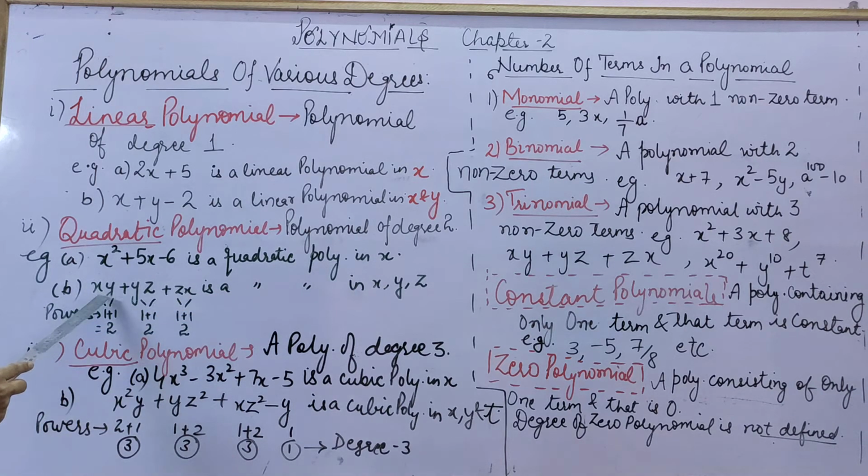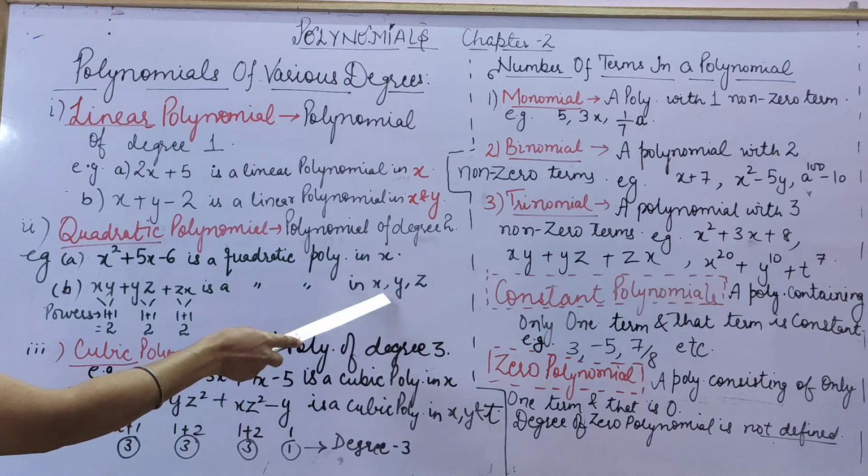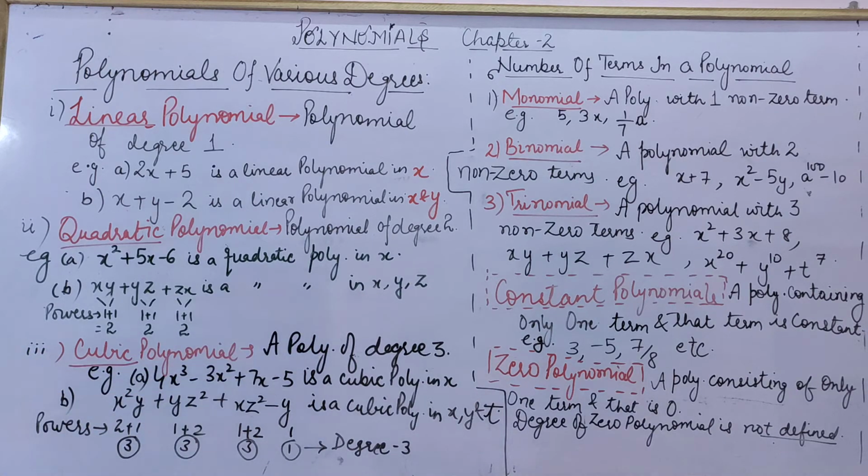Look at this now: x into y plus y into z plus z into x. Look at the powers of these. The power of x is 1, the power of y is 1, 1 plus 1, 2. The power of y is 1, the power of z is 1, 1 plus 1, 2. The power of z is 1, the power of x is 1, 1 plus 1 is 2. As you see, all have the same power 2. It means its degree is also 2. Hence, it is a quadratic polynomial in three variables x, y and z.